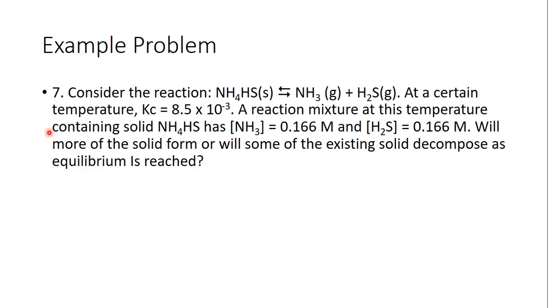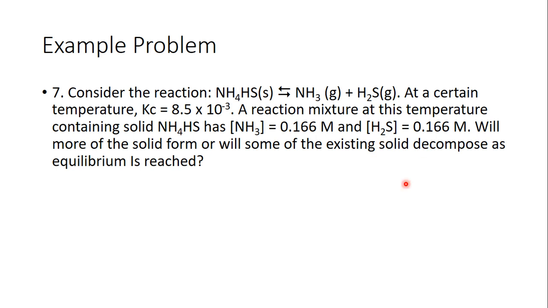Let's see how we use this with an example problem now. Let's say we have a reaction: NH4HS goes to NH3 plus H2S. This is reversible, and we know that our Kc is 8.5 times 10 to the minus 3. Let's say we have solid NH4HS. And remember, we said in the previous video that solid concentrations don't change, so its concentration does not matter. The concentration of NH3 is 0.166 molar. The concentration of H2S is 0.166 molar.